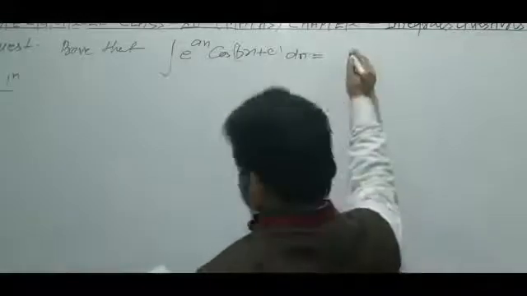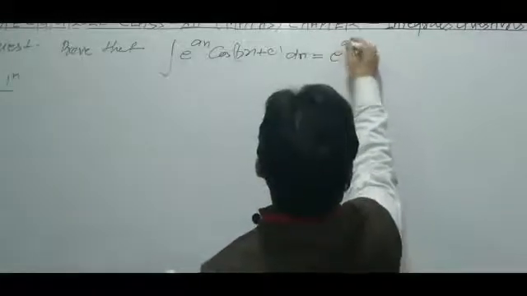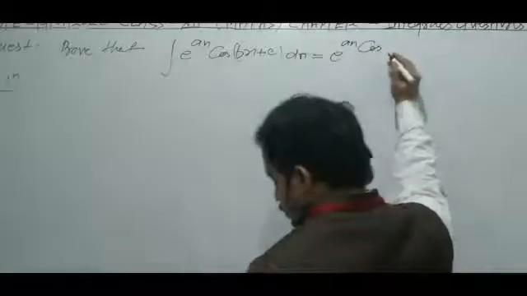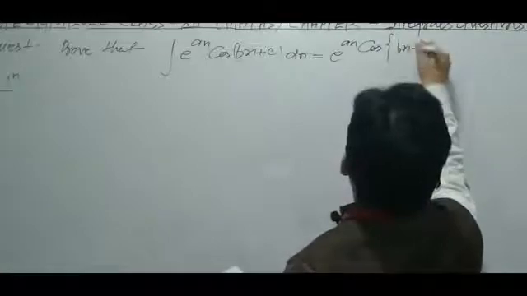So we have to prove this is e to the power ax into cos of (bx + c minus tan inverse b by a), whole upon root over a square plus b square. See, this is our proof.